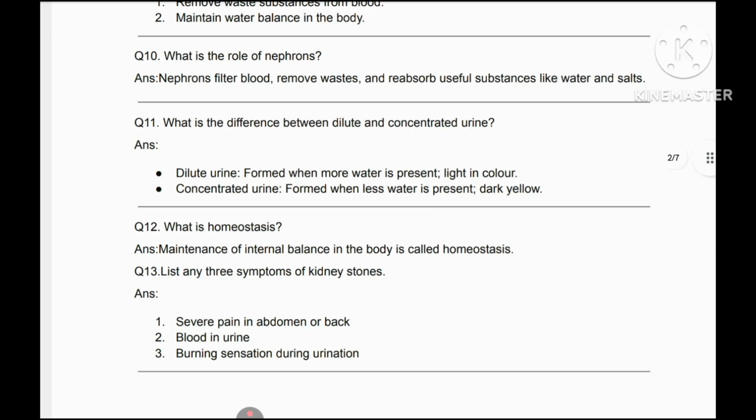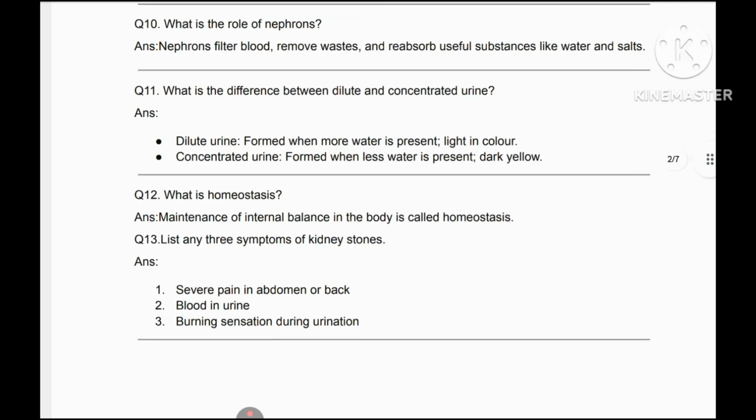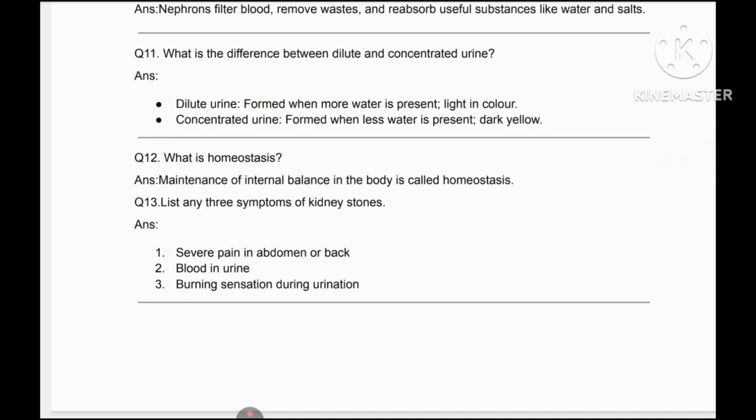What is the difference between dilute and concentrated urine? Dilute urine is formed when more water is present, light in color. Concentrated urine is formed when less water is present, dark yellow. What is homeostasis? Maintenance of internal balance in the body is called homeostasis.